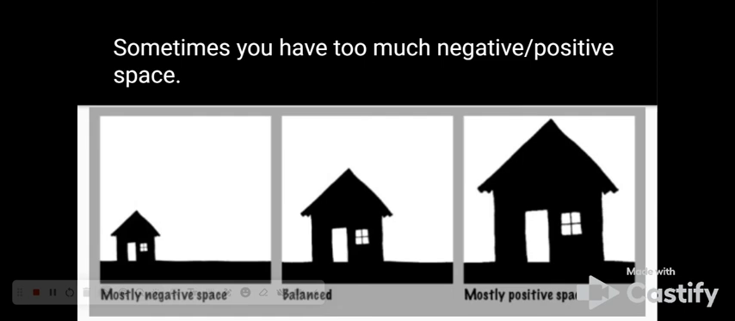You don't want the house too close to the edges of the composition, much like what we see on the right. That is too close to the house. There's not enough negative space there.